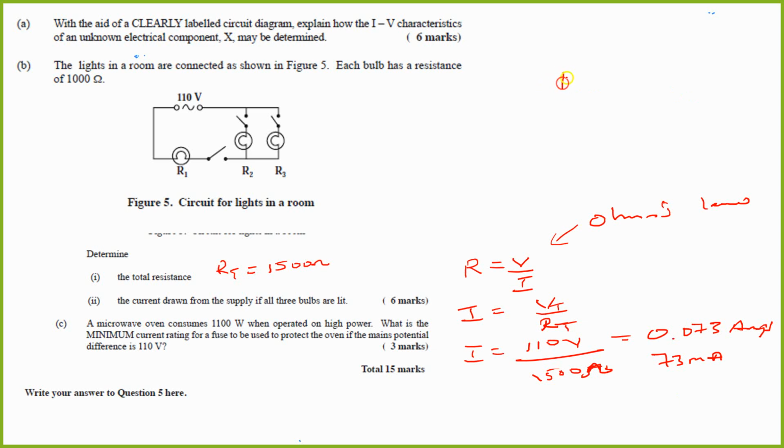So this is the symbol of a fuse. Inside here you have a piece of wire. So when the current is too much, that wire is going to break, and once it breaks, no current can flow through the circuit. All right? Yes, sir. Perfect.